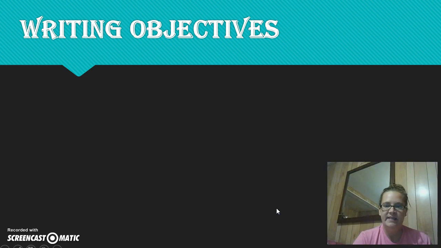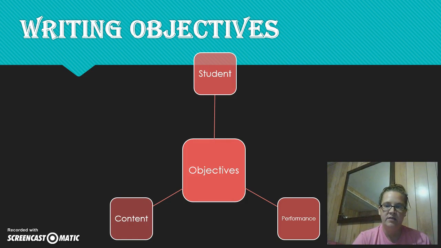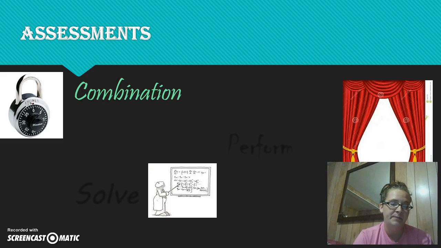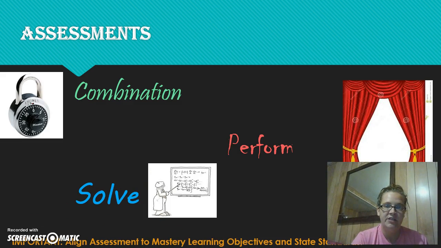So how do we write the specific learning objectives? They must be student-centered, focused on our students, performance-centered, where we have an observable activity, and content-standard, where the specific content is stated. It is important to create learning assessments that require students to use a combination of specific skills and knowledge to perform complex tasks and solve real-life problems. It is also important to align your assessments to mastery learning objectives and the state standards.